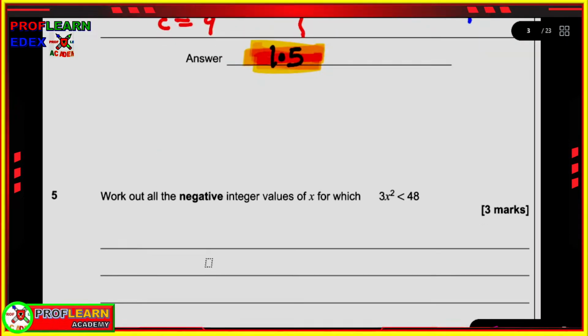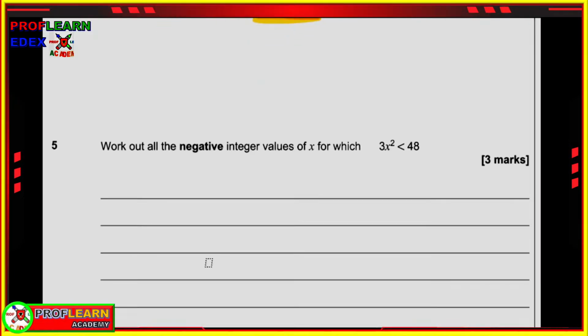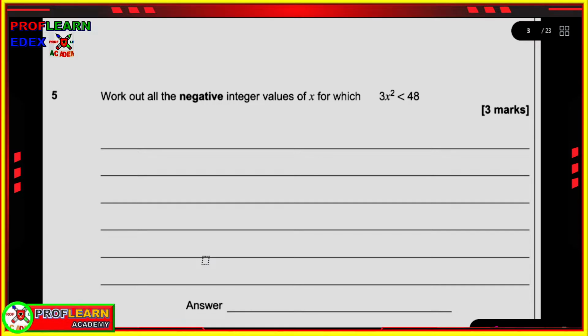Yeah, so basically that's what we're going to do: work out all the negative integers for this particular question.